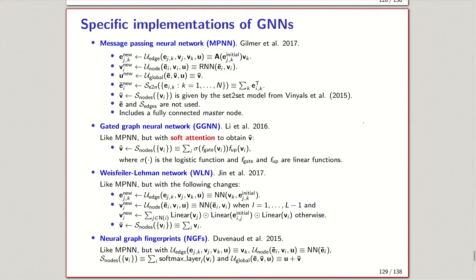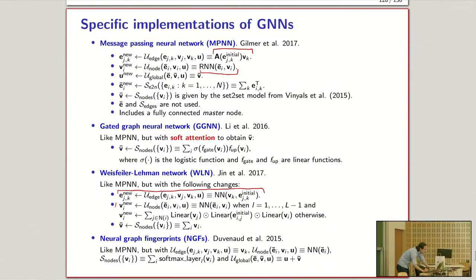Good. There are tons of graph neural network methods. They all differ in the way you implement these update functions and set functions that I described. For example, this one uses as update function for the edge just a linear function. And the update function for the node is a recurrent neural network. This one has an update function for the edge. Here, it uses a fully connected neural network. The update function for the node is also a fully connected neural network. So you have many different flavors of this.